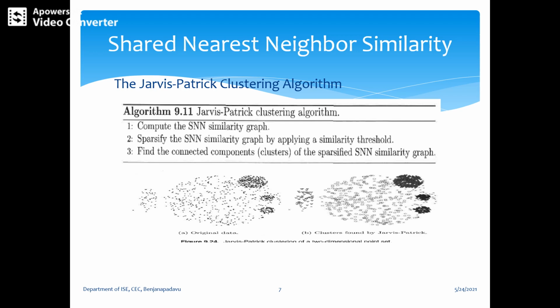In the shared nearest neighbor similarity, the problem with traditional similarity in high dimensional data. So another thing is shared nearest neighbor similarity computation. So how are we going to compute the shared nearest neighbor similarity? That is the simple way of calculation.